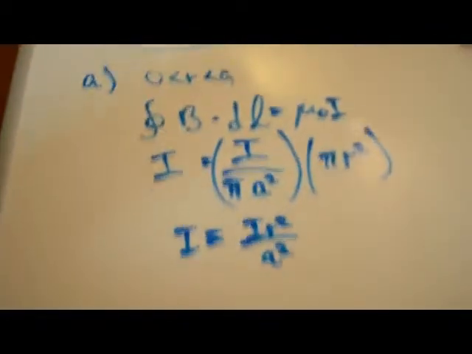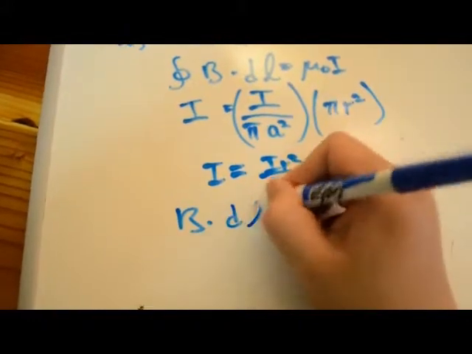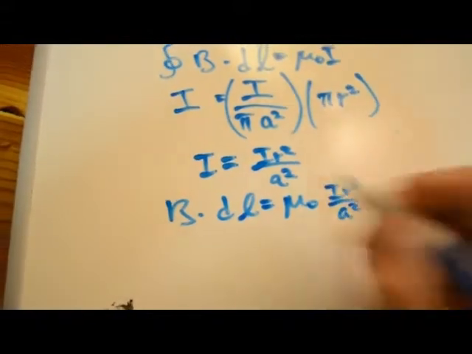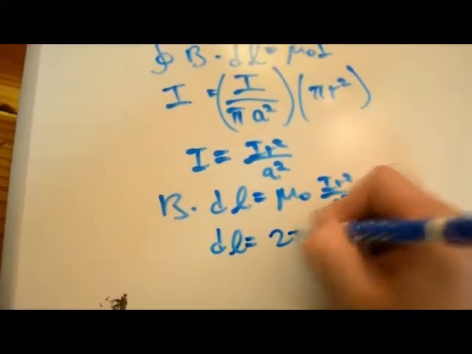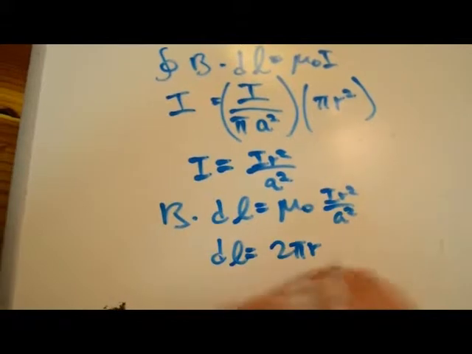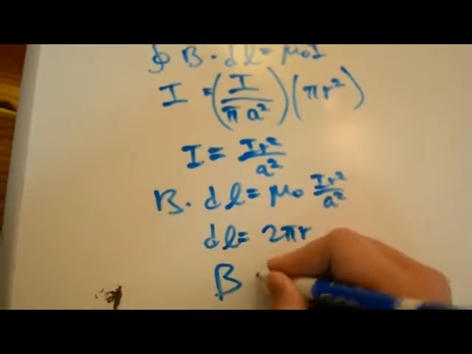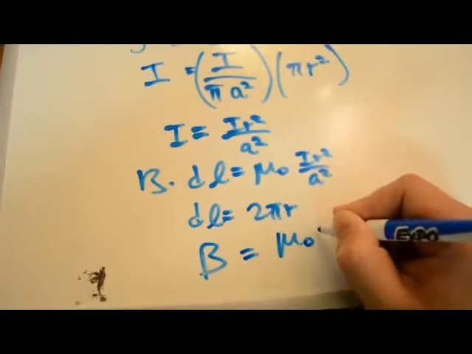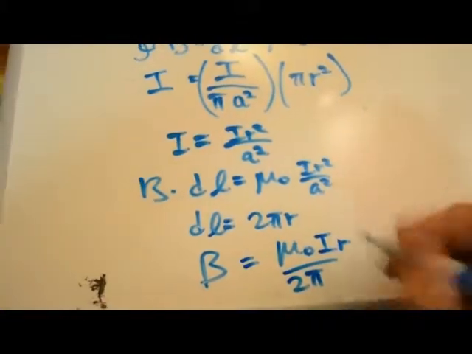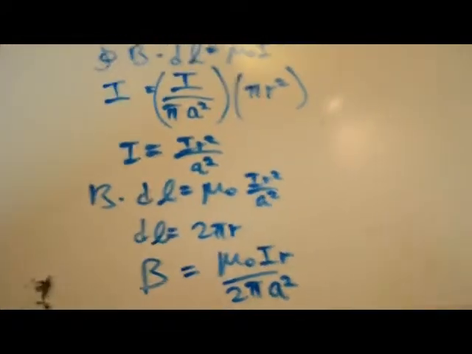Now going back to Ampere's law, B dot dl is equal to mu naught I r squared over a squared. dl is equal to 2 pi r, and you divide each side by 2 pi r, so your magnetic field is equal to mu naught I r over 2 pi a squared. Okay, so that's how you do part 1.